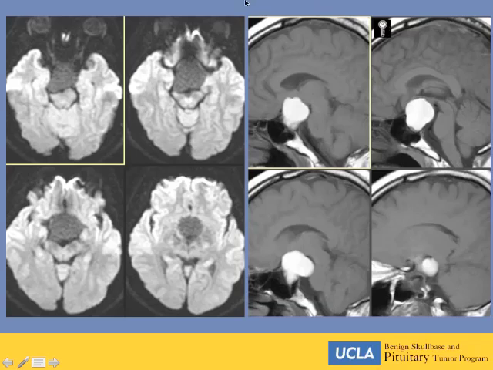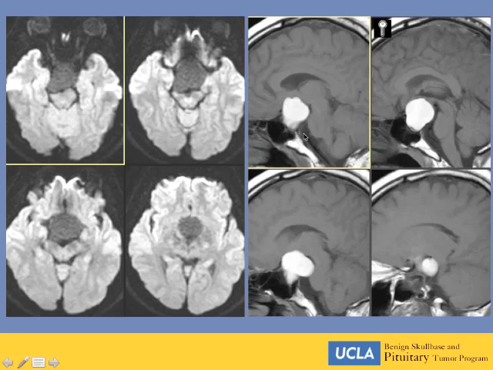And in this DWI imaging, you don't see any restriction. It's much less dense than brain tissue. But it's not totally fluid, because CSF intensity in the DWI is much darker. So it's a much thicker material than CSF, but it's much less dense than the brain tissue.